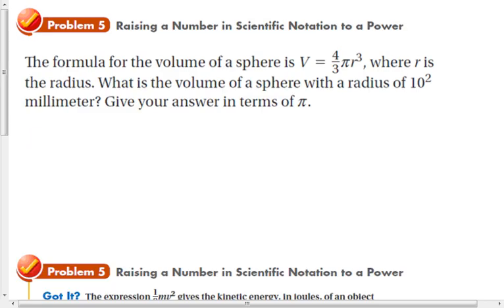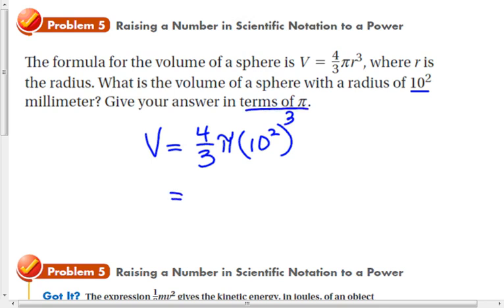Okay, sometimes we're going to have numbers in scientific notation and we'll need to raise them to a power. We can use the same rules. So here we have the volume of the sphere is 4/3 pi r cubed, where r is the radius. What is the volume of a sphere with the radius of 10 to the second millimeters? Give your answer in terms of pi. So the radius is 10 to the second. So we're just going to plug that into the formula for r. So we're going to get 4/3 times pi. And I'm going to put in parentheses 10 to the second. We'll just leave it like that and deal with it that way. And then that has to be to the third.